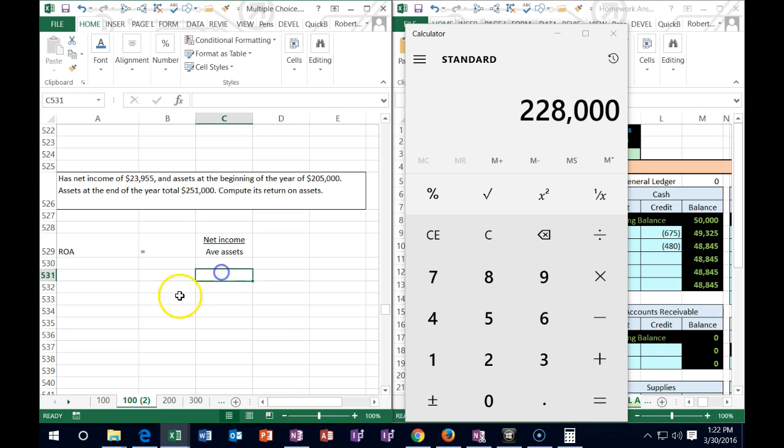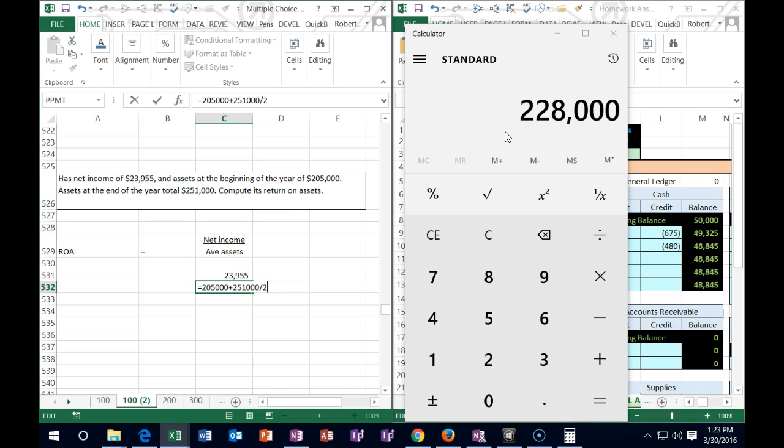So if we think about that, then we have net income. I'll put net income on top, 23,955, and then I'll do that same calculation under here again. We're going to say this equals the 205,000 at the beginning plus the 251,000, and I'm sorry, plus. Do that one more time. Double click on this, plus, and then divide by 2. Now note that if I do this, it's not going to give me the same number up here.